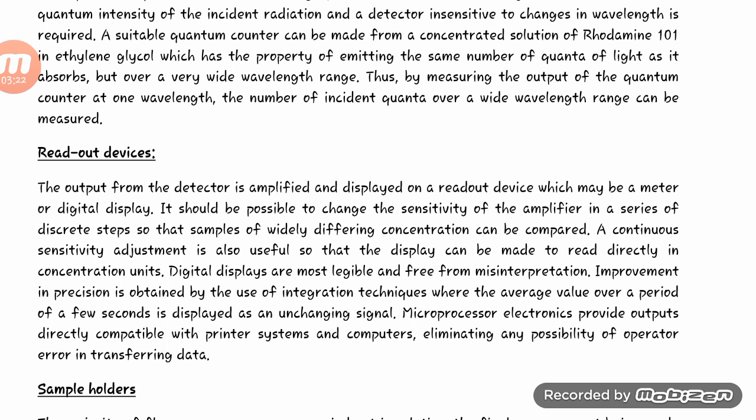So next is the readout device. The output from the detector is amplified and displayed on a readout device, which may be a meter or a digital display. It should be possible to change the sensitivity of the amplifier in a series of discrete steps so that samples of widely differing concentration can be compared. A continuous sensitivity adjustment is also useful so that the display can be made to read directly in concentration units.